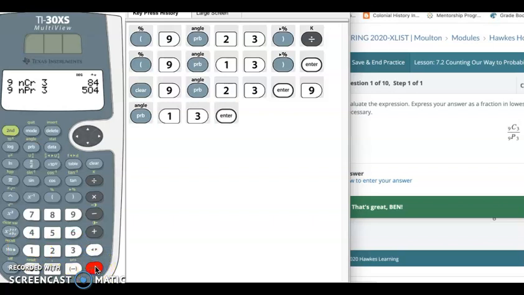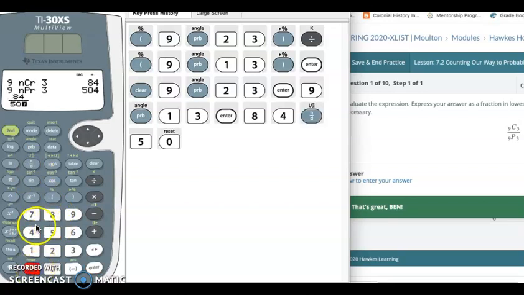You get 504. And if you wanted to show off with your calculator, I suppose, you could do 84 and then this little fraction button here. Look at that. It's going to turn this guy into a fraction for us. And it should reduce for us. There you go, 1/6. Boom. For you calculator lovers out there, I dedicate this problem to you.